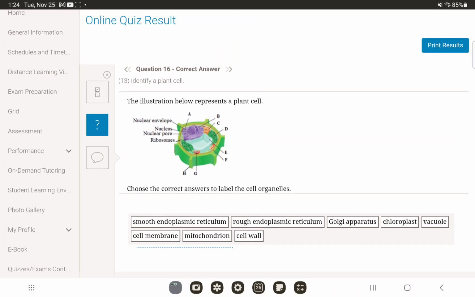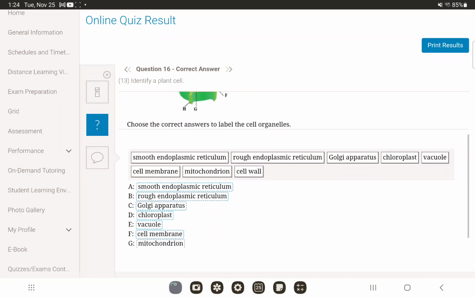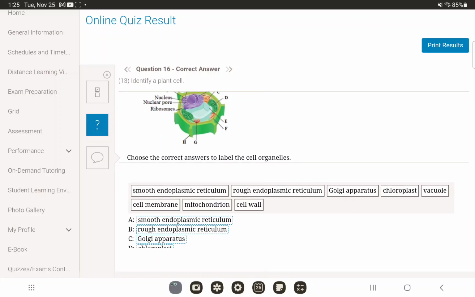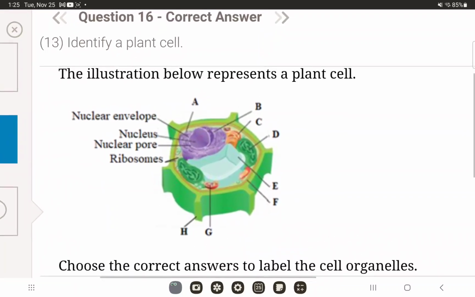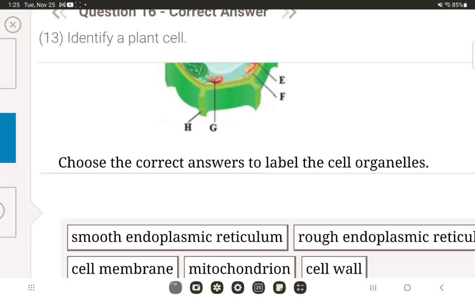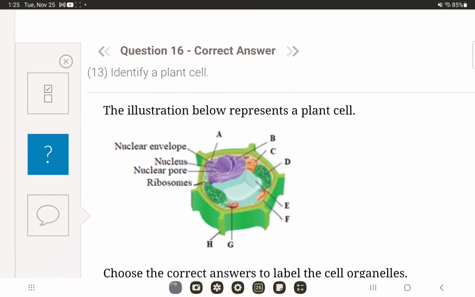Okay. Here, plant cell now. Okay. Choose the correct answers. Okay. A, smooth endoplasmic reticulum. I'm not going to lie, A kind of left me stumped a little bit, but yes, generally, there's where the smooth endoplasmic reticulum should be. B is the rough endoplasmic reticulum.